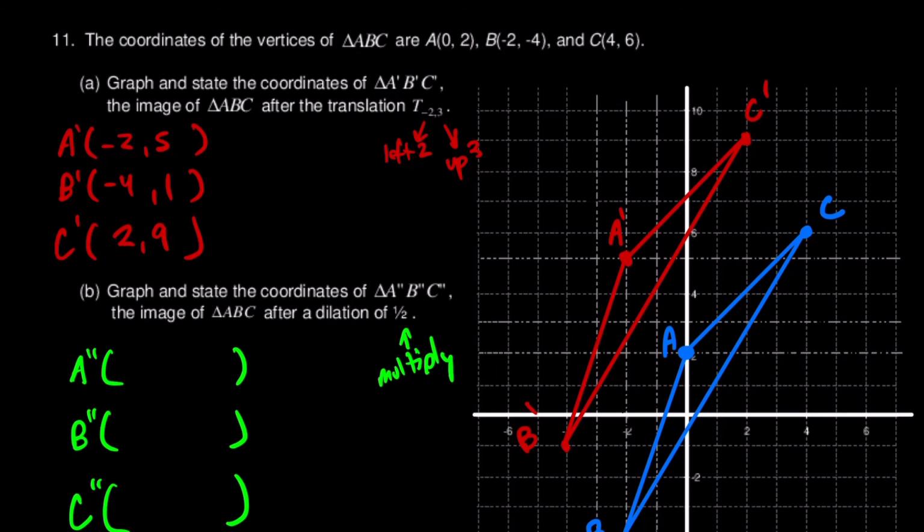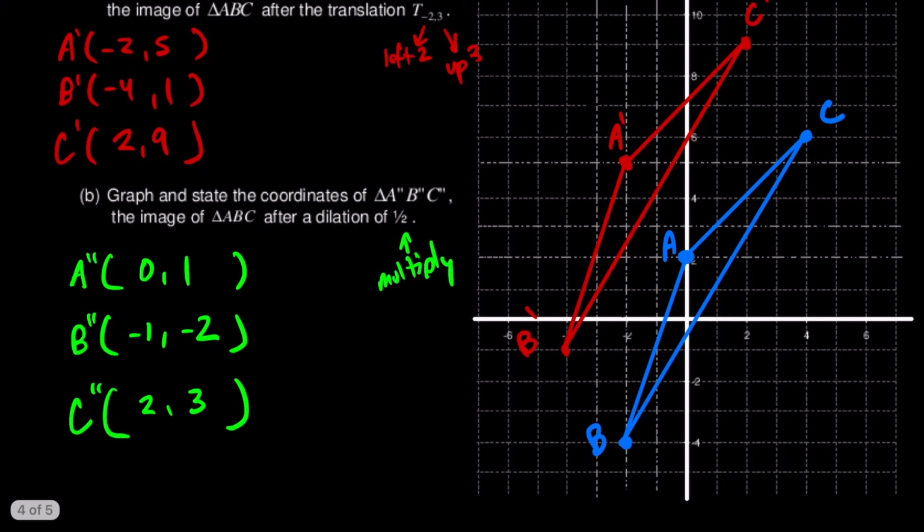Okay, so A double prime will be (0, 2) times 1/2. So that'd be (0, 1). B double prime will be (-2, -4) times 1/2. That becomes (-1, -2). And C double prime is (4, 6) times 1/2. So that becomes (2, 3). And then I would graph that triangle. So A double prime is (0, 1). There's A double prime. B double prime is (-1, -2). So right there is B double prime. C double prime is (2, 3). And then I'll connect those sides.